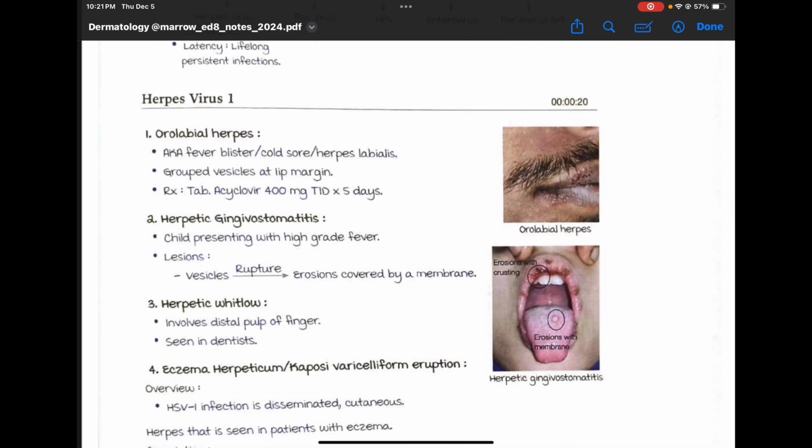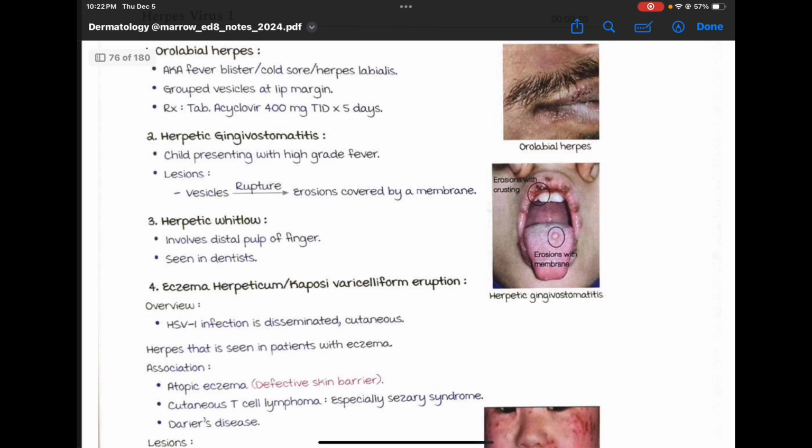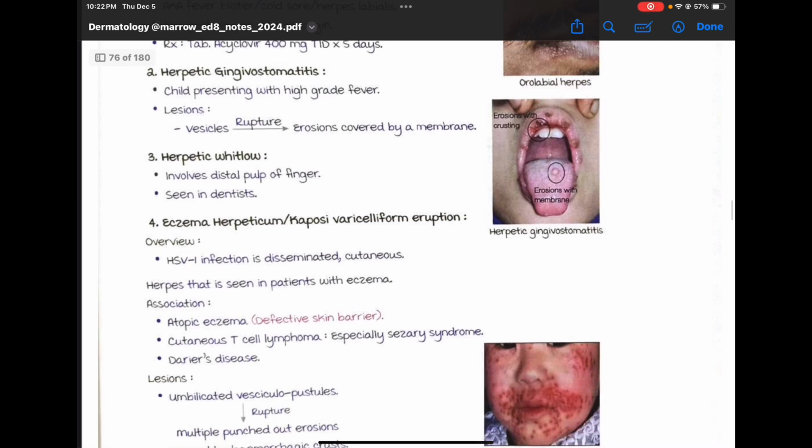Herpes virus, orolabial herpes, also known as fever blister, cold sore. Herpes labialis. Grouped vesicle at lip margin. Tab acyclovir 400 mg 3 times a day for 5 days. Herpetic gingivostomatitis. Child presenting with high-grade fever. Lesions: vesicles rupture, erosions covered by a membrane. Herpetic whitlow. Involves distal pulp of a finger, seen in dentists.